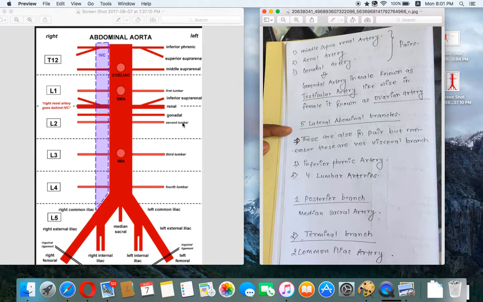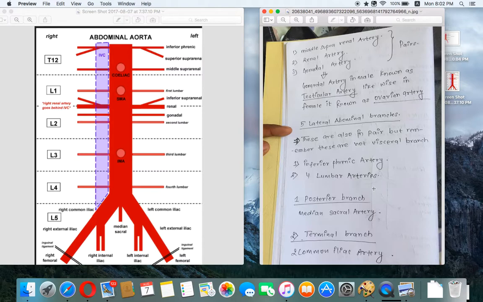Now we have the fifth thing we are going to learn, that is the posterior branch. Before that, we again revise. The very first thing we have learned is what is abdominal aorta: it is the continuation of thoracic aorta, lying between T12 to L4. The second thing we have learned about is the anterior visceral branch of abdominal aorta, which consists of three branches: celiac trunk, superior mesenteric artery, inferior mesenteric artery.